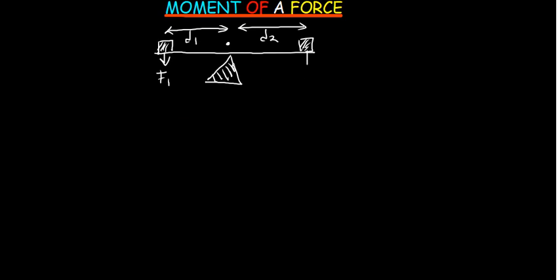Okay, let's say we've been given some values here. Let's say this is a meter rule that starts from 0 up to 100 centimeters. And then they say this object which is at the end here is 50 kg. And then the pivot, let's say it has been placed on the 20 centimeter mark.